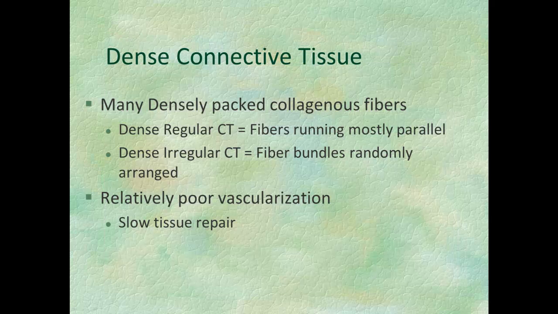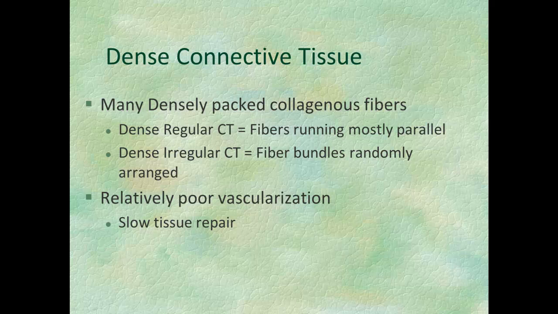Okay, now let's look at the two types of dense connective tissue. As I said, dense connective tissue typically contains densely packed collagenous fibers. And the two types of dense connective tissue represent different arrangements of those connective tissue fibers. We have dense regular connective tissue, in which the collagenous fibers are running mostly parallel to one another. So they're all basically running the same direction.